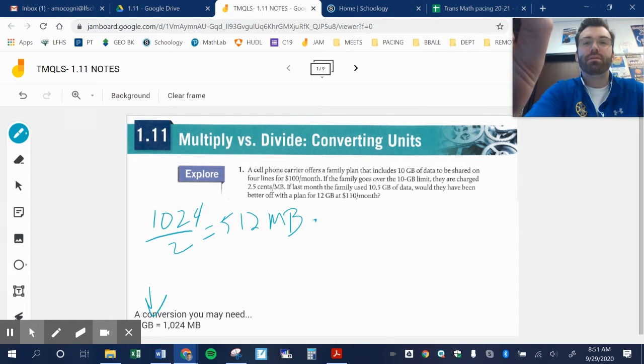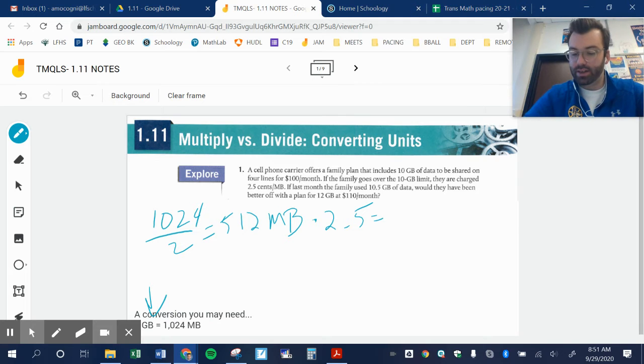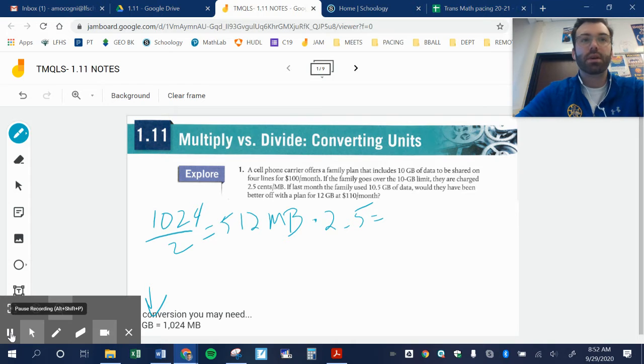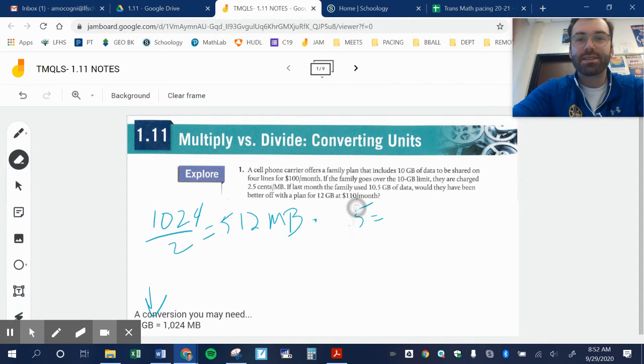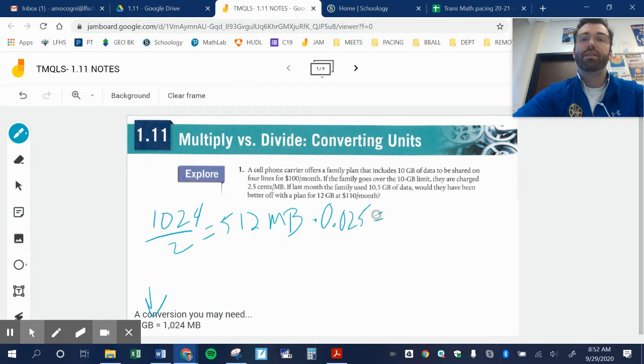So I'm going to take 512 and multiply it by 2.5. I want to think about this in terms of dollars. I could have done 2.5 and then divided, but I'm going to do times $0.025. That's what 2.5 cents is. I get that by taking 2.5 cents and dividing it by 100. So 512 times $0.025 gives $12.80.